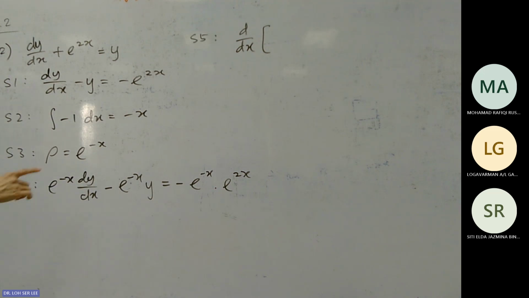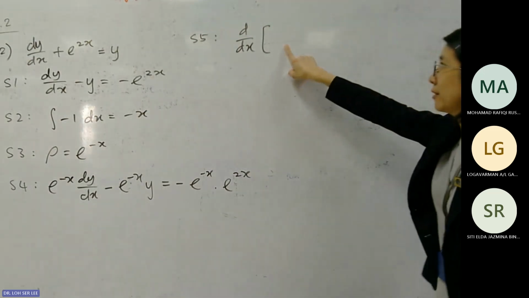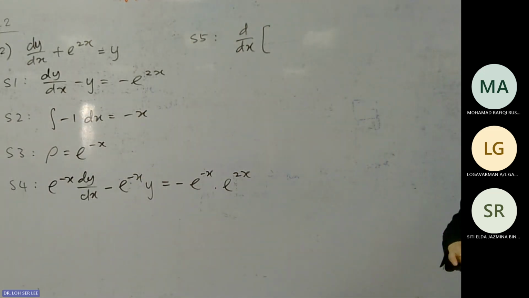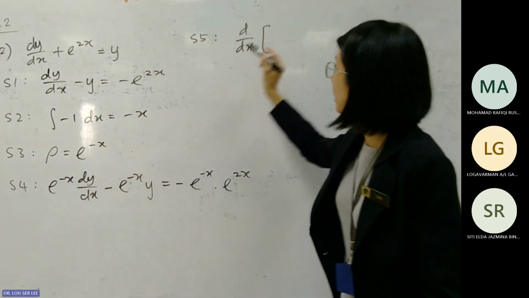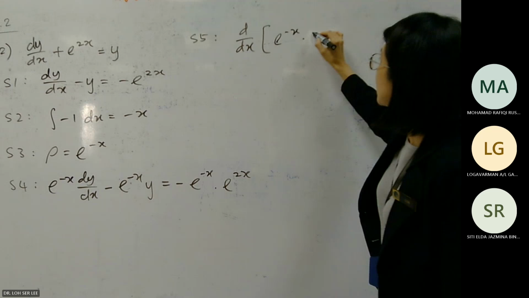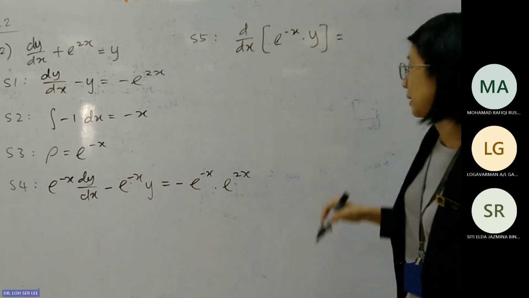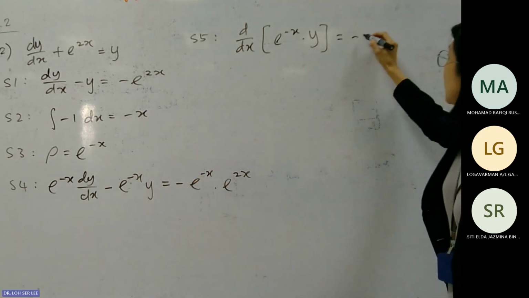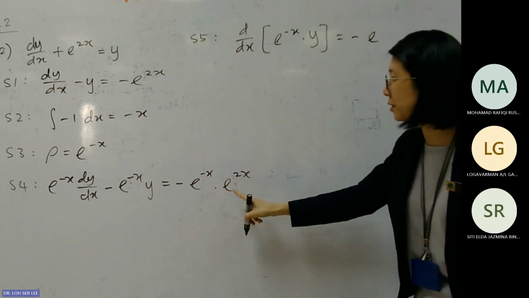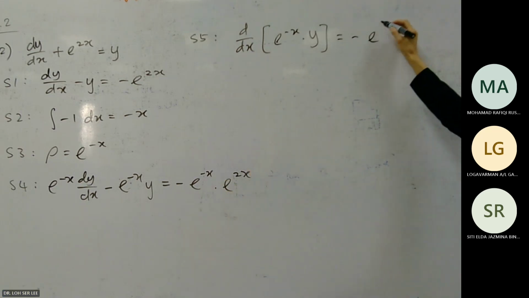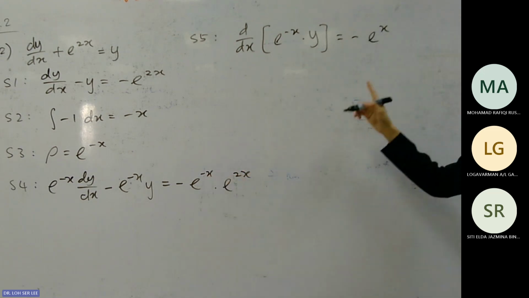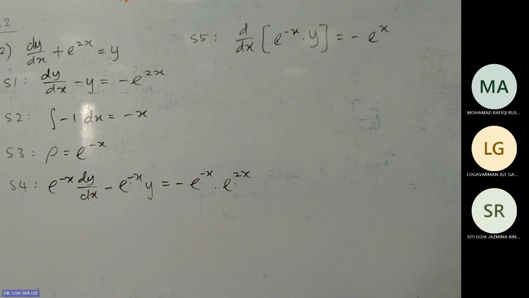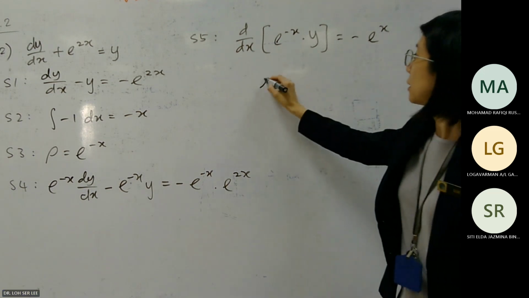So for step 5, what do you have in the bracket? The integrating factor e^(-x) times y. This one you have negative combined into 1 e, so the new power is x. Sum up these two, you get x.